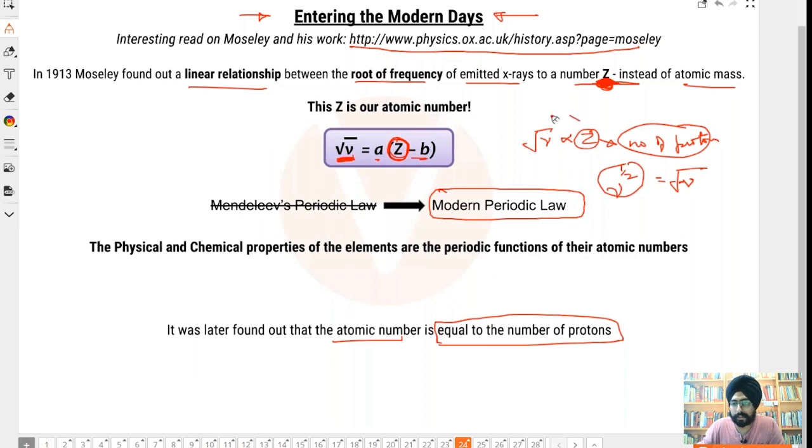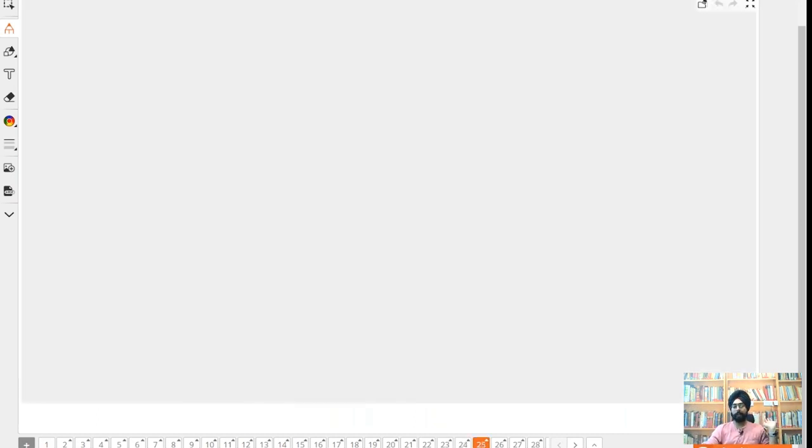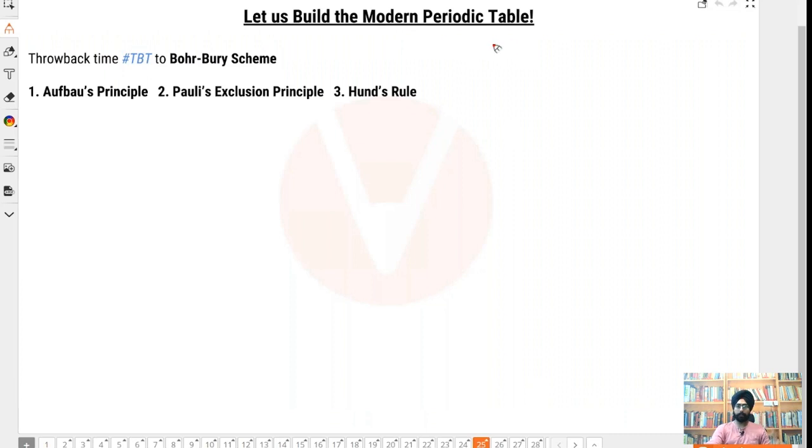All you need to know is this, that the root of frequency was proportional to the atomic number. So he deduced that atomic number is something that basically makes the whole basis of periodic properties of the elements. And that is where we build up the modern periodic table. So throwback time to Bohr-Bury scheme. Bohr-Bury scheme is basically the scheme of filling the electronic configurations. It comprises of Aufbau principle, Pauli's exclusion principle, and Hund's rule.